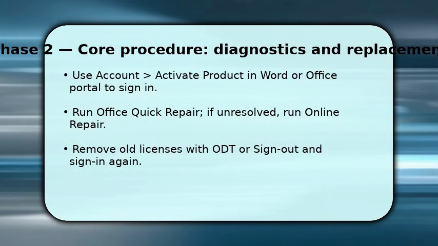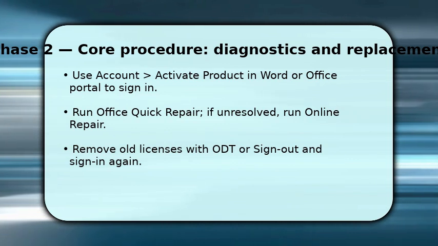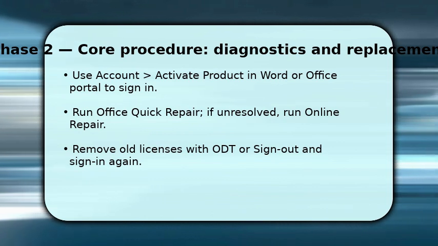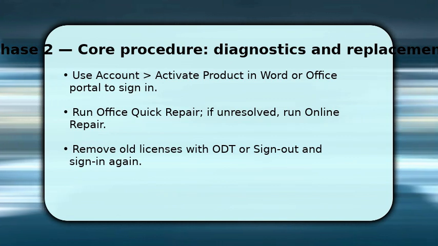Next, you will attempt reactivation and a repair because reinstallation is rarely needed. Sign into Word via account, activate product with the correct Microsoft account. If that fails, run Office Quick Repair from Programs and Features, and then online repair if necessary. If old license tokens persist, sign out of all Office apps and sign back in, or use the Office deployment tool to remove stale licenses. These steps refresh activation tokens and often resolve expired notices.